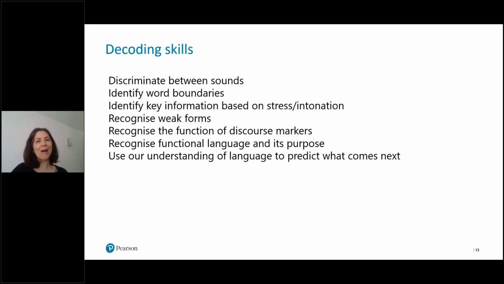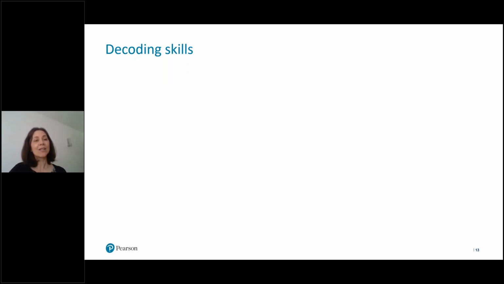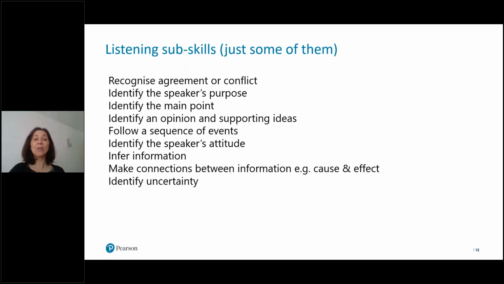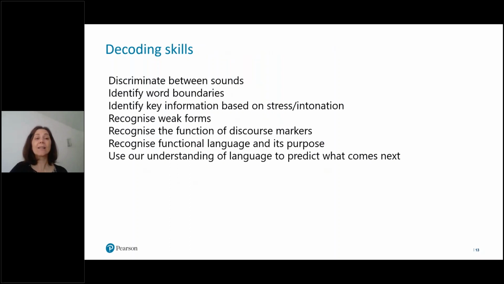So we're looking at the listening. We've looked at some sub-skills, and we looked at the particular lesson on recognising agreement and disagreement, and how we might stage that. Then I talked a bit about decoding skills. And now I'd like to suggest a staging for focusing on decoding skills. It might be slightly different, but I'd like you to see how that might look in the classroom.